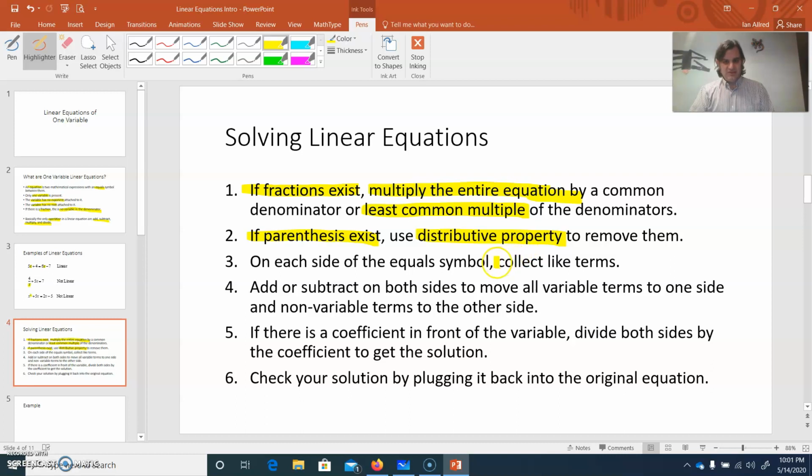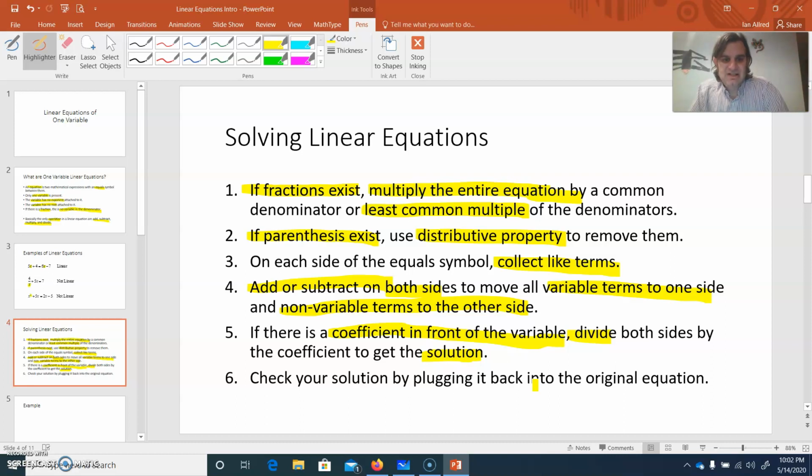Okay, so then on the left and right hand side we're going to collect like terms if they exist. And then we will add or subtract on both sides to get our variable terms on one side. So maybe all of our x's on the left and all of our non-variable terms on the other, so maybe our numbers on the right. Could be vice versa. And then if there's a coefficient in front of the variable, we'll divide both sides by it. And then we have our solution from the linear equation.